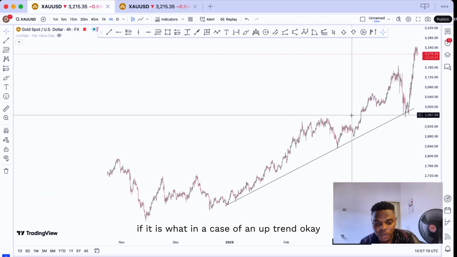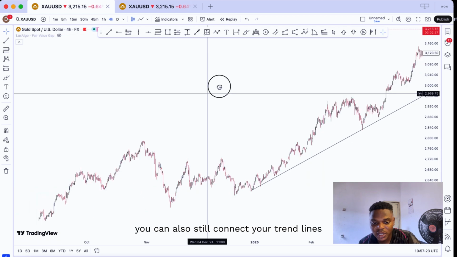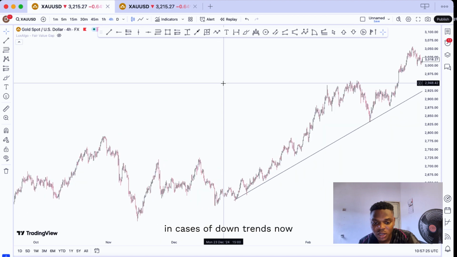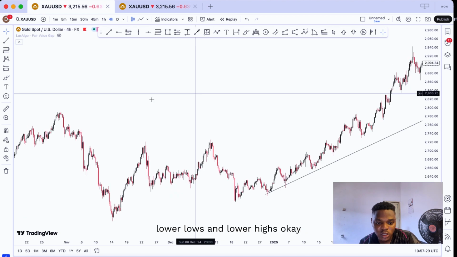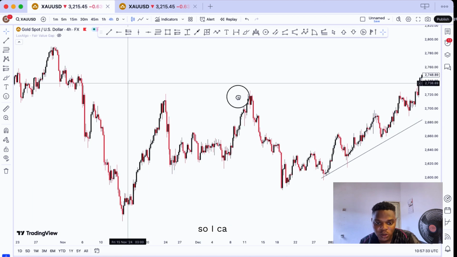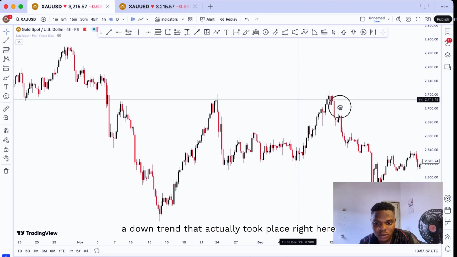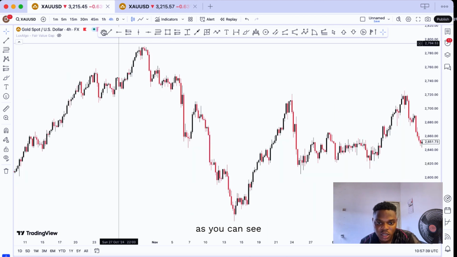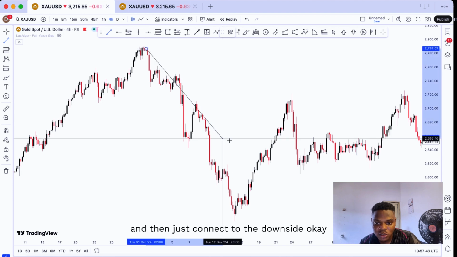In the case of a downtrend, you can also still connect your trend lines. Downtrends are when you have lower lows and lower highs. So let's look at this chart here. I can see a downtrend that took place right here. I'm just going to take this from here and then connect to the downside.